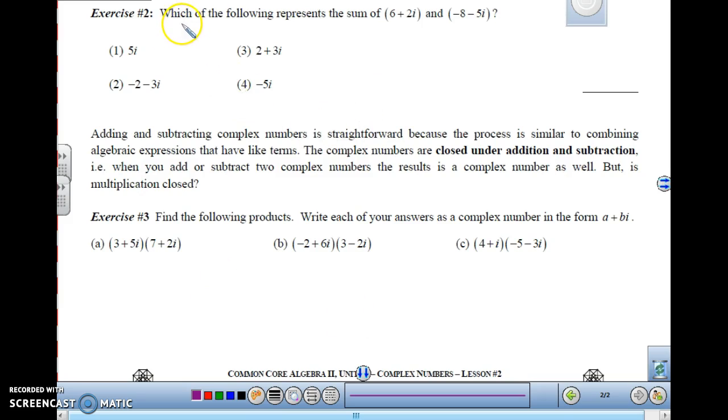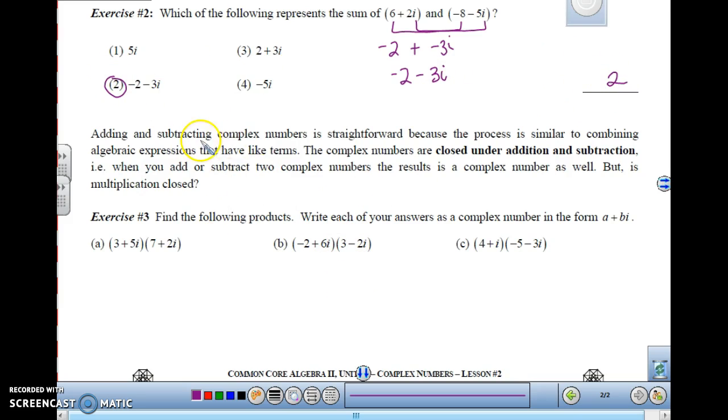So let's do this last one with adding and subtracting. Which of the following represents the sum of 6 plus 2i and negative 8 minus 5i? Well, sum means we're going to add them, so we add real to real. 6 plus negative 8 is negative 2, plus 2i minus 5i is negative 3i, because these two are the imaginary. So this is actually negative 2 minus 3i, which is going to be number 2.